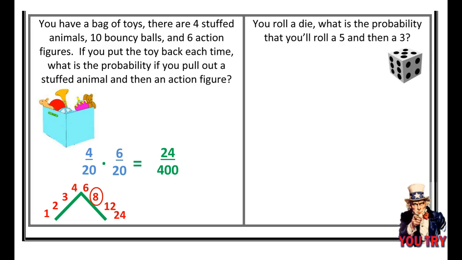400 divided by 24, decimal. Divided by 12, decimal. Divided by 8 gives me a whole number, 50. That's how I know it's my greatest common factor. Divide top and bottom by 8. 24 divided by 8 gives me 3. 400 divided by 8 gives me 50. So it's a 3 in 50 probability that I'll pull a stuffed animal and then an action figure, in that order. On your own, try the next problem.